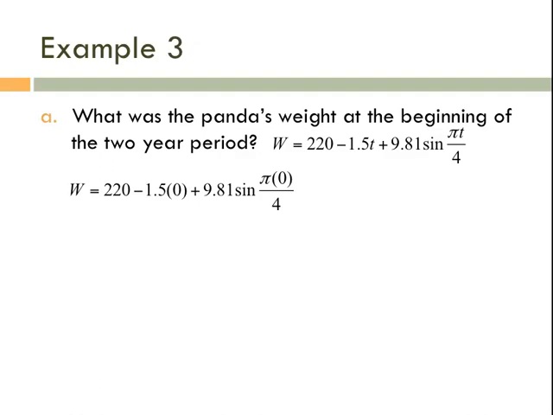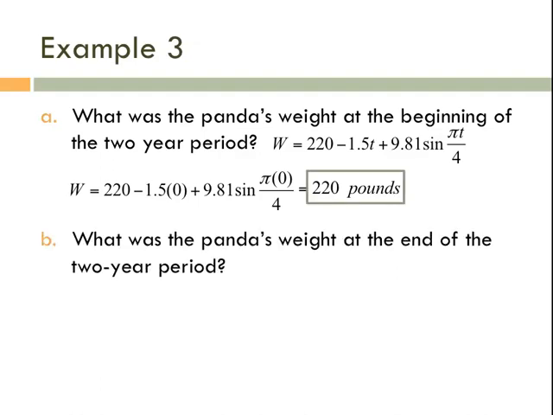The 1.5 times 0 obviously becomes 0, and then we have this term at the end here, the sine of 0 pi over 4, that's sine of 0, and you know that sine of 0 is equal to 0. So the second and the third term are going to zero out, and that leaves us with 220 pounds for our weight. So at the start, the panda weighs 220 pounds.